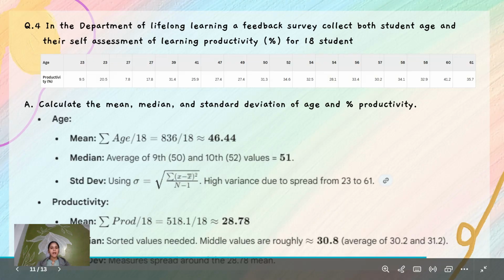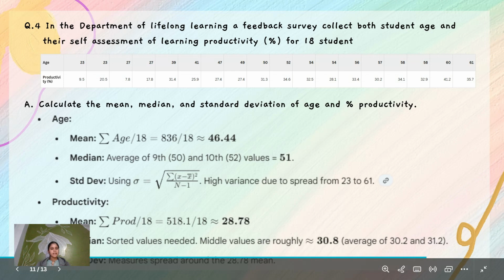Question number 4. In the Department of Lifelong Learning, a feedback survey collects both student age and their self-assessment of learning productivity percentage for 18 students. As you can see on the table, from the age 23 to the age 61 and the productivity percentage as below respectively. So part A is to calculate the mean, median and standard deviation of age and percent productivity.